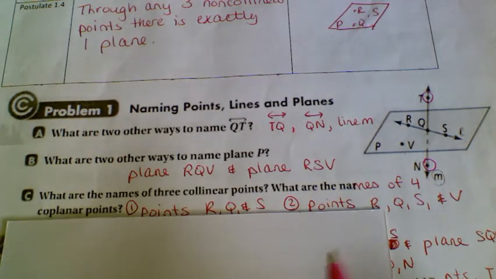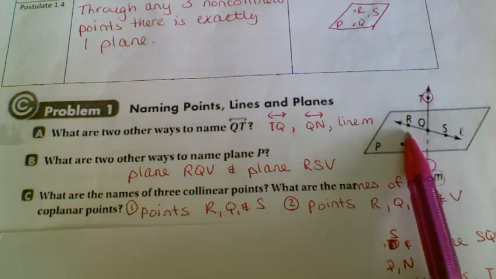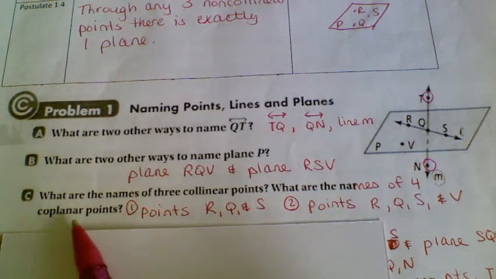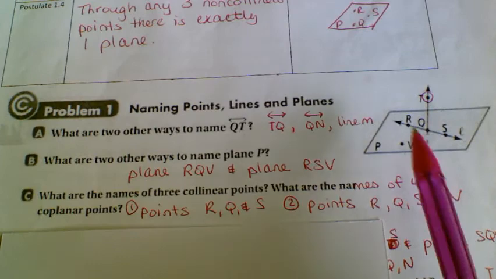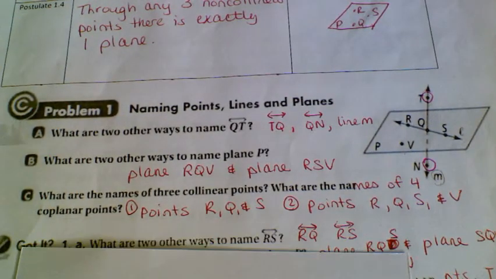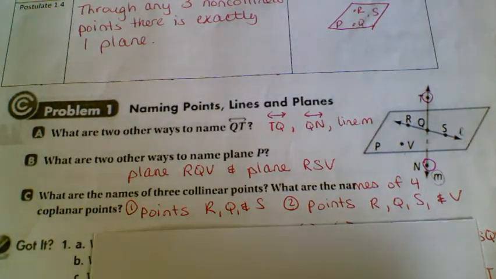What are the names of 3 collinear points? Collinear means that they are going to create a line. So that would be points RQS. The second question says, what are the names of 4 coplanar points? Coplanar means they're all on the same plane. So that would be points R, Q, S, and V. Okay, and then I want you to pause the video and try the got it portion.